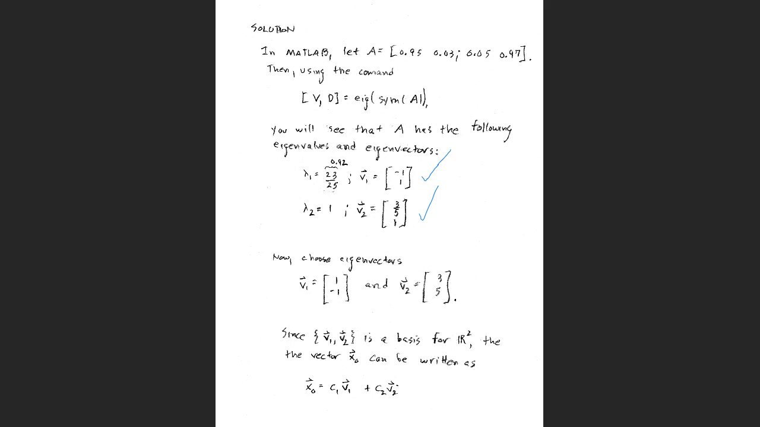But what we're going to do is choose nicer eigenvectors. The eigenvector of 1, -1, we're happy with that. That looks nice. But the eigenvector of 3/5 and 1, that second eigenvector, I'm going to take a multiple of that. What multiple did I take of the second eigenvector to get 3 and 5 as my components?